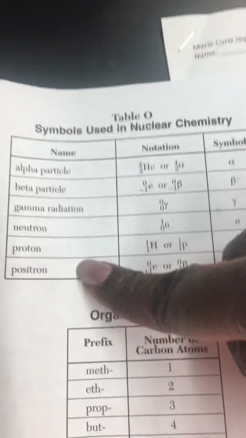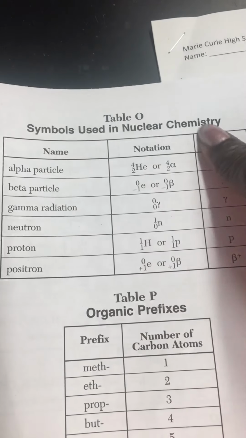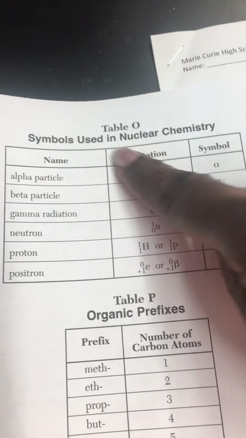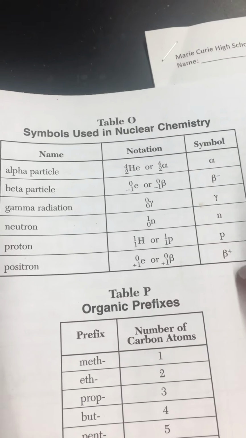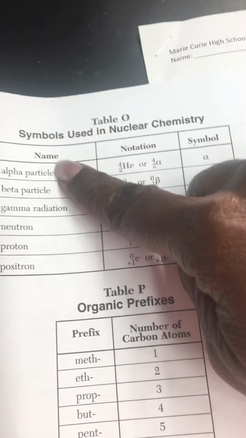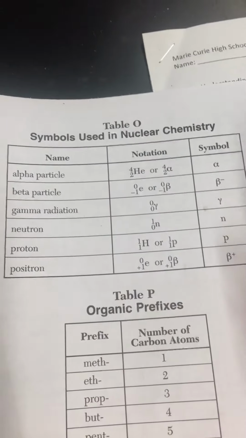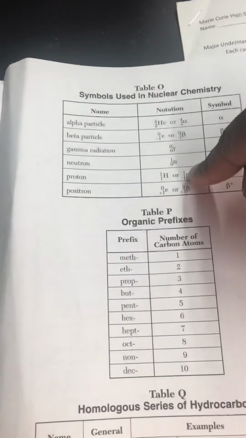Don't forget Table O. Table O has the name of the particle and the symbol used in nuclear chemistry. What am I trying to answer? Oh, I need to know the symbol used in nuclear chemistry. I go to this table, I see my symbols, I see the notation, I see the names of the notation and the symbols. That's what this chart is telling us. So don't forget, we got the N and O. I know these acronyms are silly, but hey, you guys like the facts and quicks. It's an easy way for you to remember.